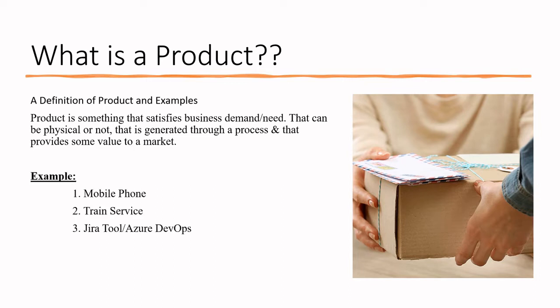Examples: mobile phone, train services. In our day-to-day life, we are using Azure DevOps or Jira tools, right? These are also examples of a product. For instance, if we take train services, the train carries passengers from one point to another destination. But this is not the only thing the train services are doing. They also handle registrations, booking details, and maintenance of the trains. So there are many services behind the scenes. These are also a product.